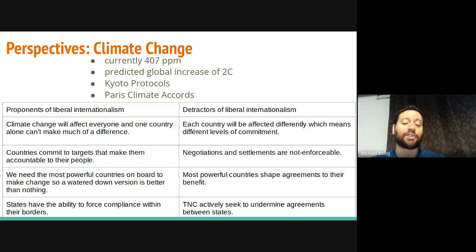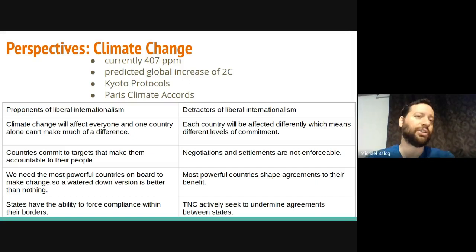So, detractors of liberal internationalism, they would also say, look, transnational corporations are going to actively seek to undermine these agreements between states. So, for example, while the United States was signing on to these climate agreements, there were corporations that were funding disinformation campaigns in the United States about climate change, right? So, what's the point of governments making these agreements if transnational corporations, these powerful entities, also aren't in agreement? And look, proponents of liberal internationalism would say, look, states still have the ability to force these corporations into compliance within their borders, right? They do have some power to be able to compel these corporations to act in certain ways. Again, you could go back and forth, back and forth.